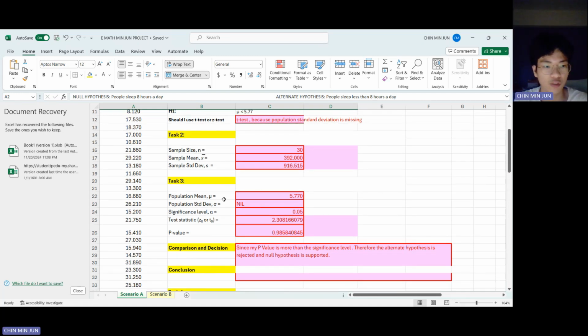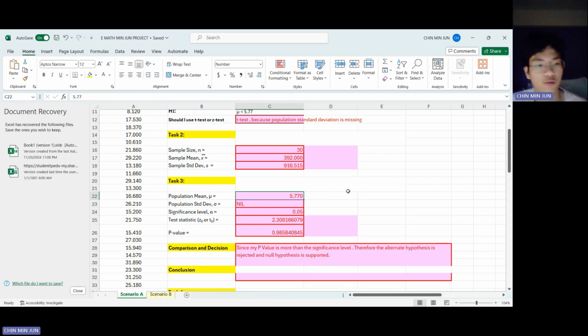Moving on, the population mean, which I have, is given from the article that states that on a daily average, 5 people would sleep 8 hours a day, which gives me a population mean of 5. And it can also be seen here that I am using the t-test.